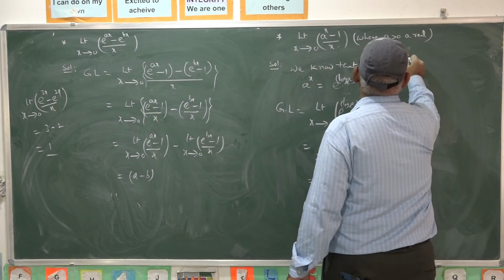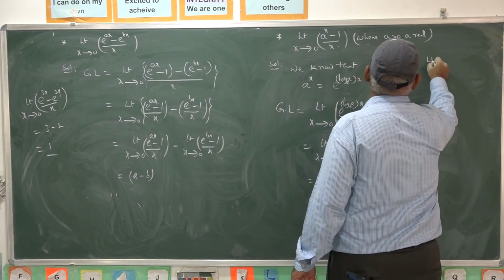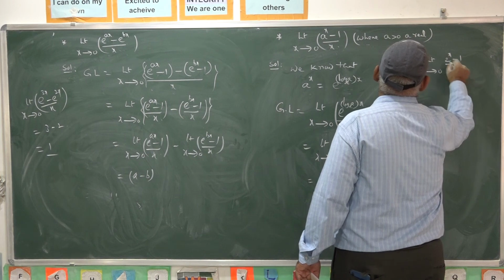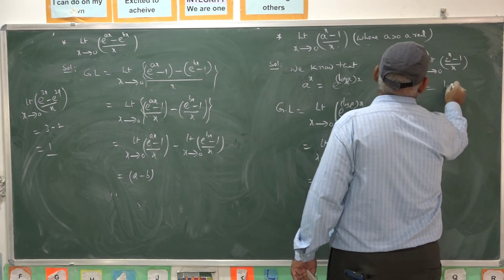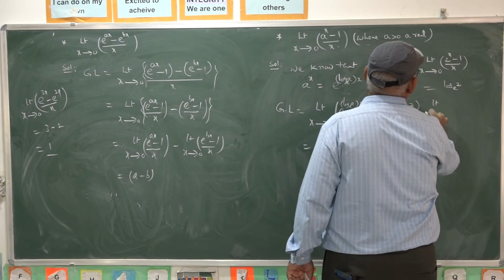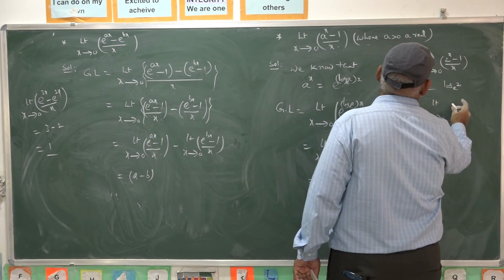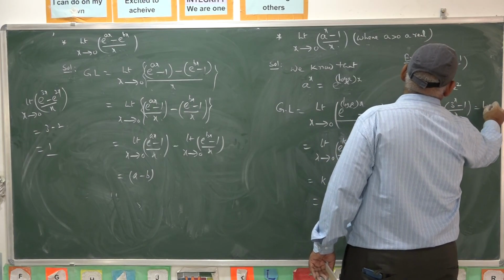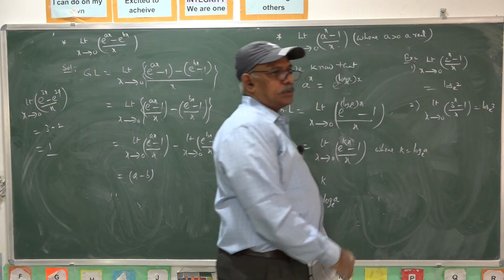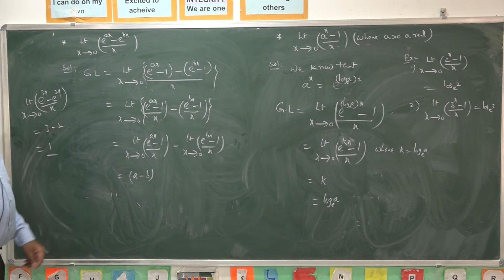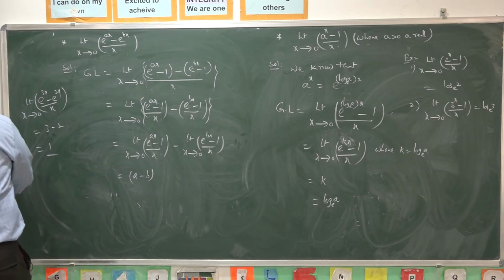So, for example, if you need the limit as x goes to 0 of (2^x - 1)/x, that is clearly log 2 to the base e. Similarly, limit as x goes to 0 of (3^x - 1)/x is log 3 to the base e. So, these all come under limits of the exponential functions.